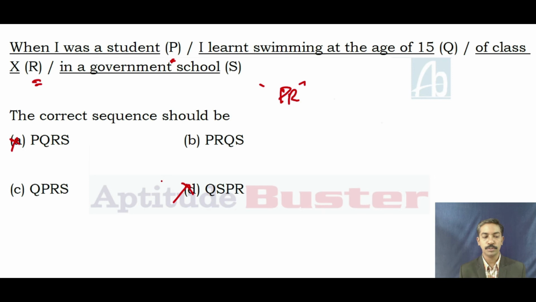We have two answer choices which have PR combination. We need to decide which should be the right choice. I learned swimming at the age of 15 when I was a student. The word when makes sense when this is being emphasized. I learned swimming at the age of 15 when I was a student makes sense. Thereby, the right choice is option C. I learned swimming at the age of 15 when I was a student of class 10 in a government school. The right choice is option C for this question.